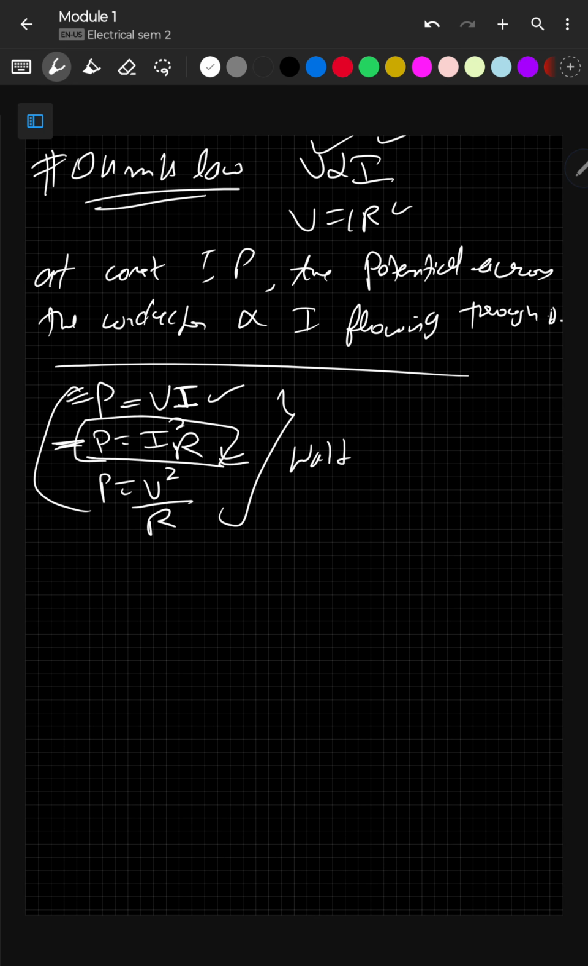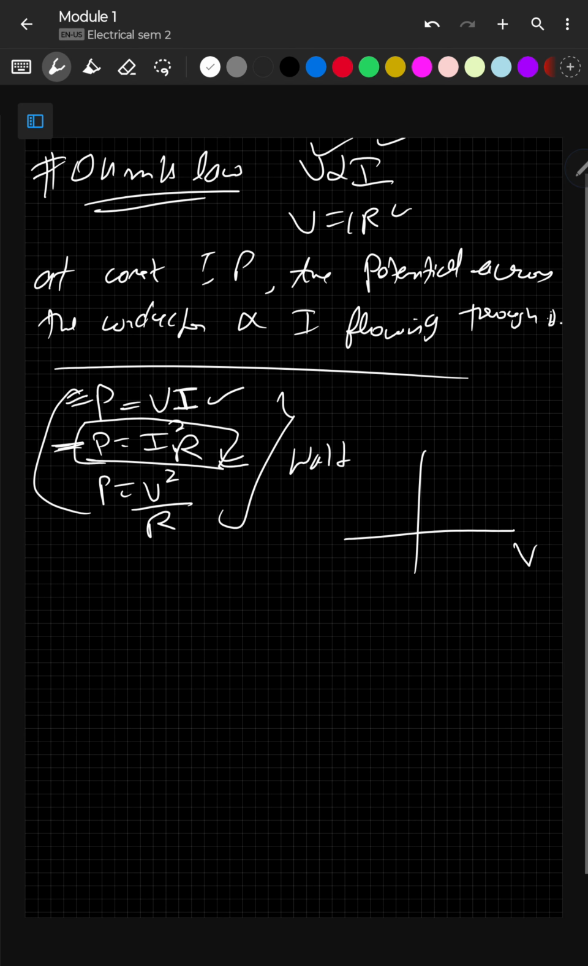Okay, now let's see the graph. The graph has V here, I here. Remember that also. Some people write it as VI. No. Write it as V on the x-axis and I on the y-axis. The graph we know is linear. This will be delta V and this will be delta I.